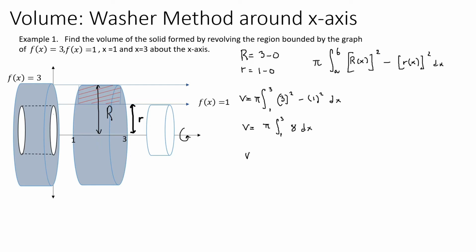So your volume will be pi times the integral from 1 to 3 of 8 dx. If you integrate 8, you will get 8x, and you're evaluating this from 3 to 1. You will get 24 minus 8, which gives you 16 pi as the volume of the cylinder.